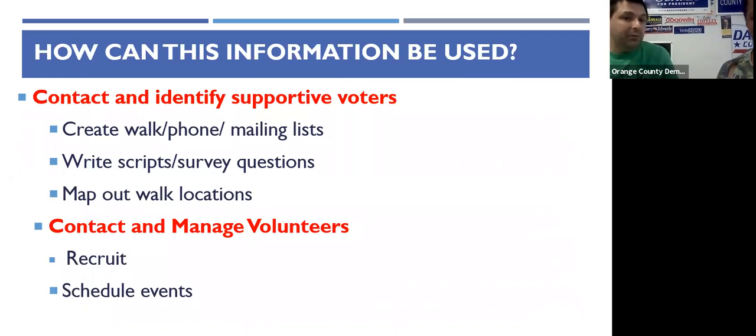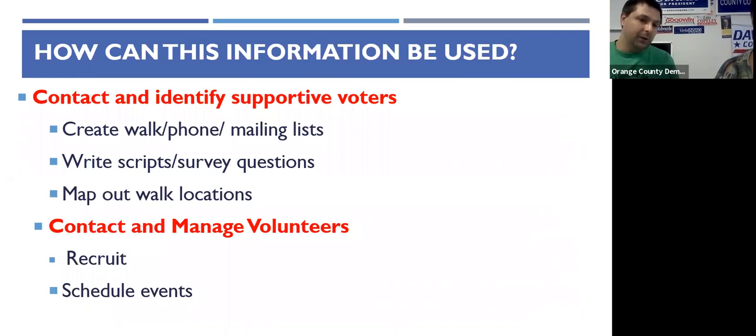So how can this information be used? Well, this information can be used to identify voters that are supportive but may not actually want to come out and vote in that particular election. They might need a nudge. So you can create a walk list, a phone list, a mailing list to go find these people and get them out to the polls. You can also use this information to write scripts and use survey questions, which will then go back into the database and give the party in general a better idea of what their voters are thinking.